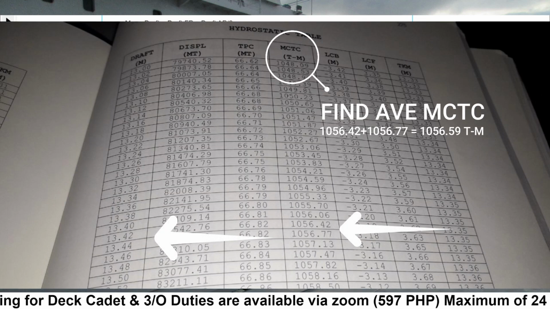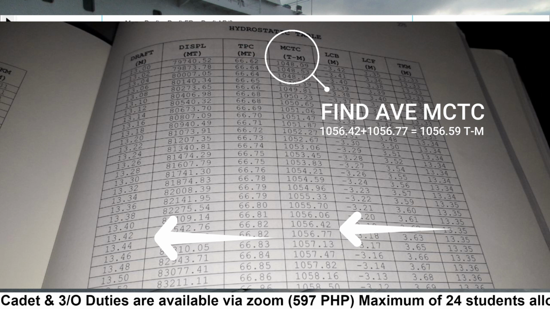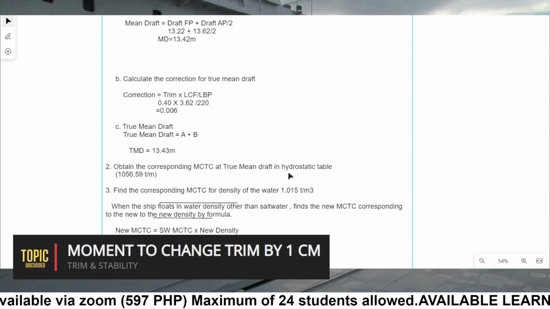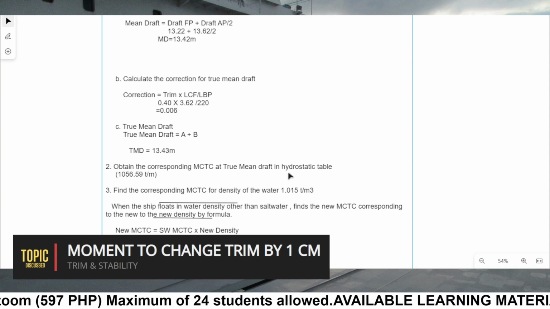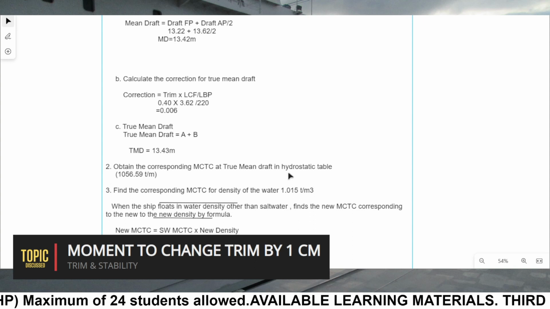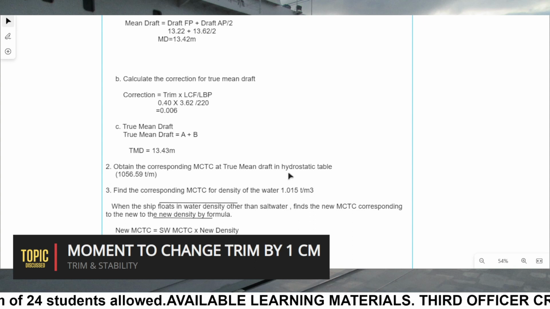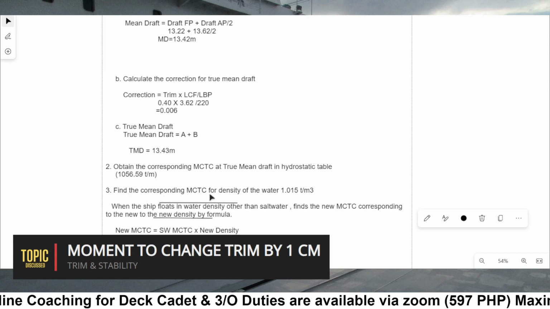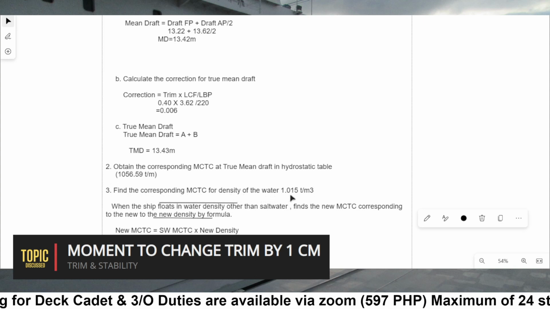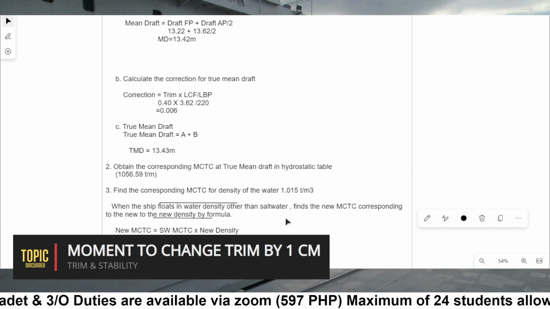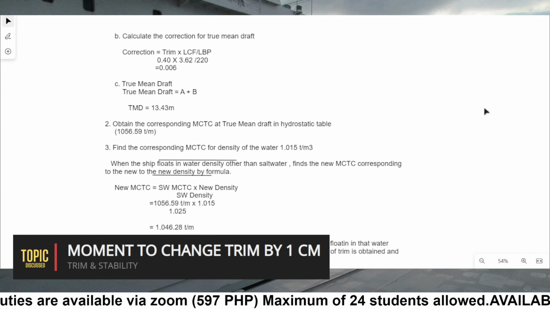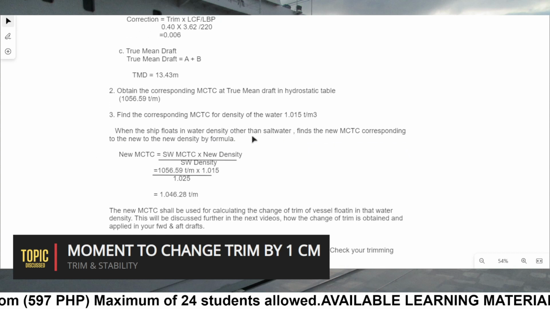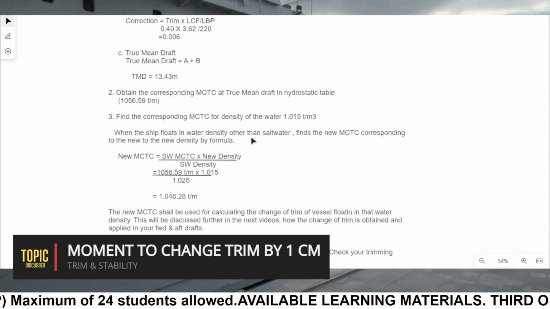Now, in my hydrostatic table, you have to understand that you have to find the average. There's no such thing as 13.43 on the hydrostatic tables. It's always even numbers here. Number 3, find the corresponding MCTC for density of the water, 1.015. Okay, let's adjust a little bit. There we go.